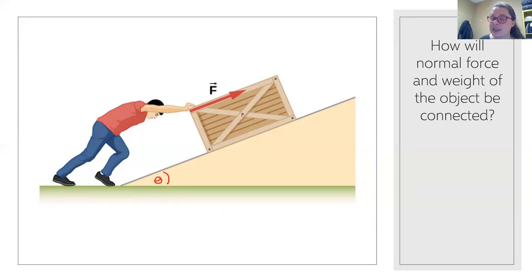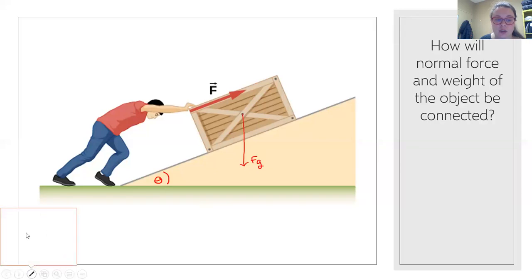We know gravity, it doesn't matter where you are, always pulls towards the center of the earth. So gravity is always going to be straight down. That's supposed to be a vertical line. Let's see if I can modify that a little bit. Gravity is always going to pull towards the center of the earth. So there's our force of gravity.